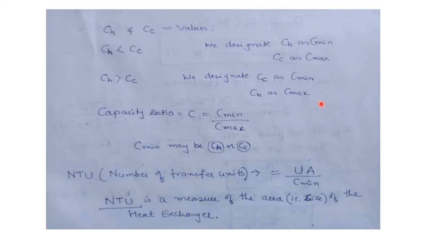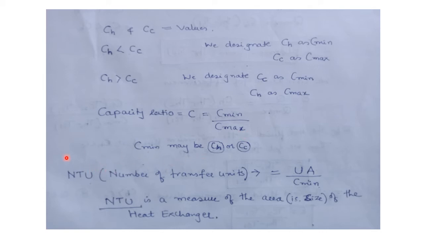Next we will define the term capacity ratio, which is denoted by the symbol C. This capacity ratio is given by the ratio of C minimum divided by C maximum. This C minimum may be either Ch or Cc. We don't know; it depends on the condition of the problem. So the capacity ratio C is given by C minimum divided by C maximum.